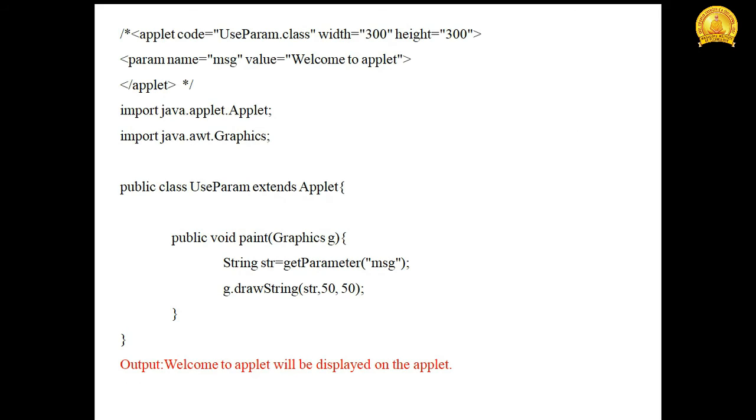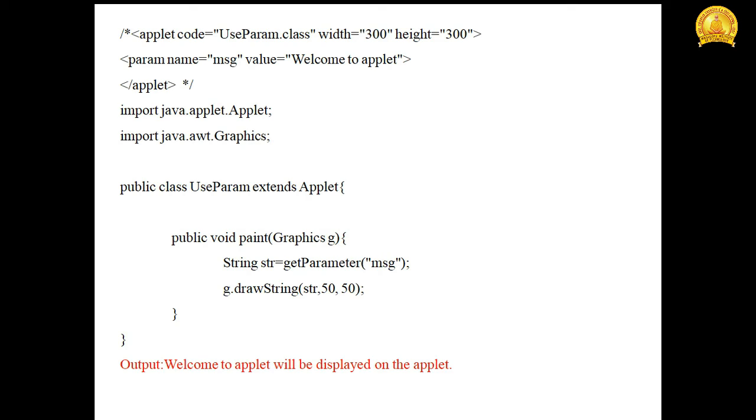Now this is an example to show how to pass parameters to an applet. I've defined the HTML code. First, I've defined the applet tag. Applet code is equal to useparam.class. So useparam is the name of my class. Now I've defined the width and the height in pixels, which is equal to 300 in double quotes.